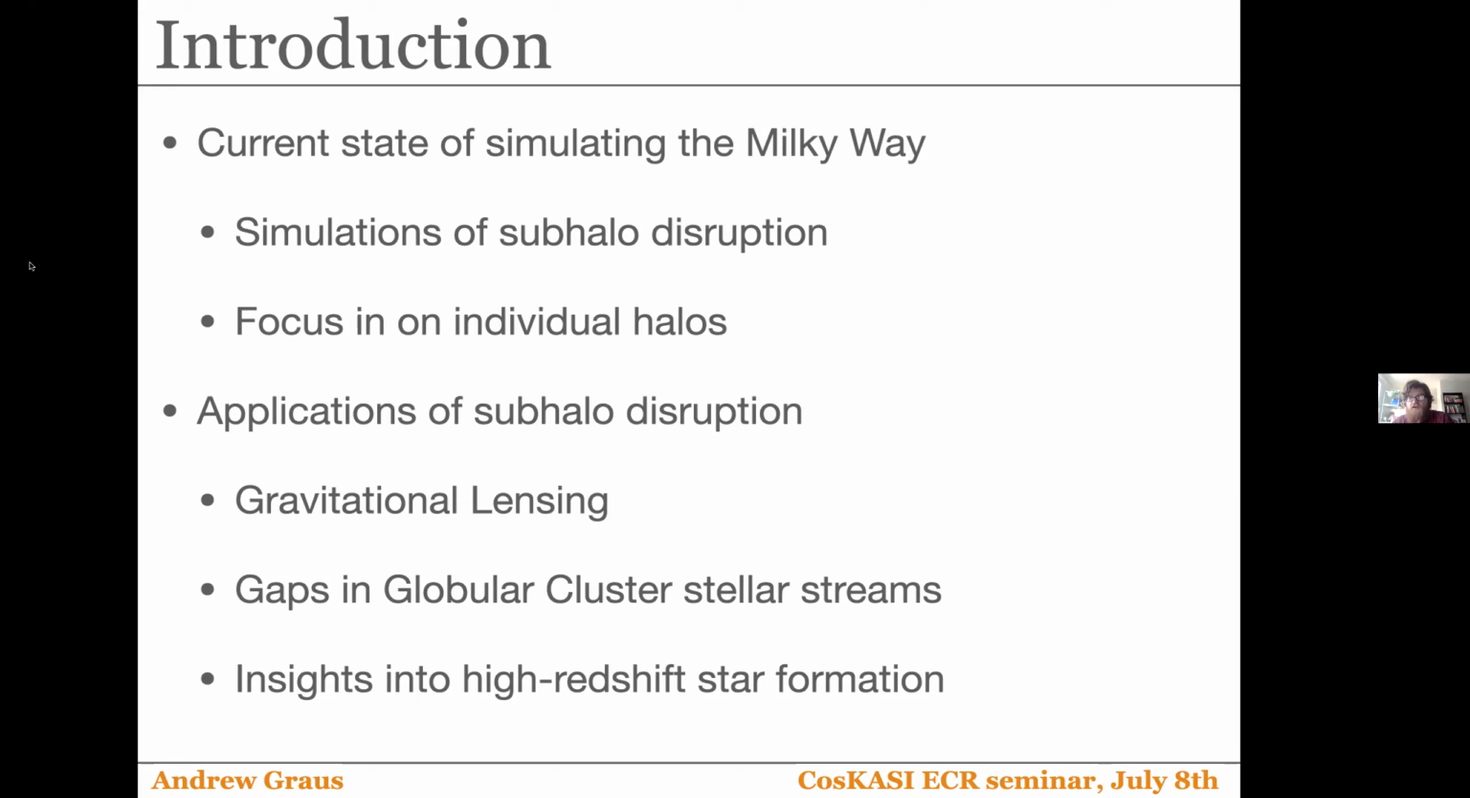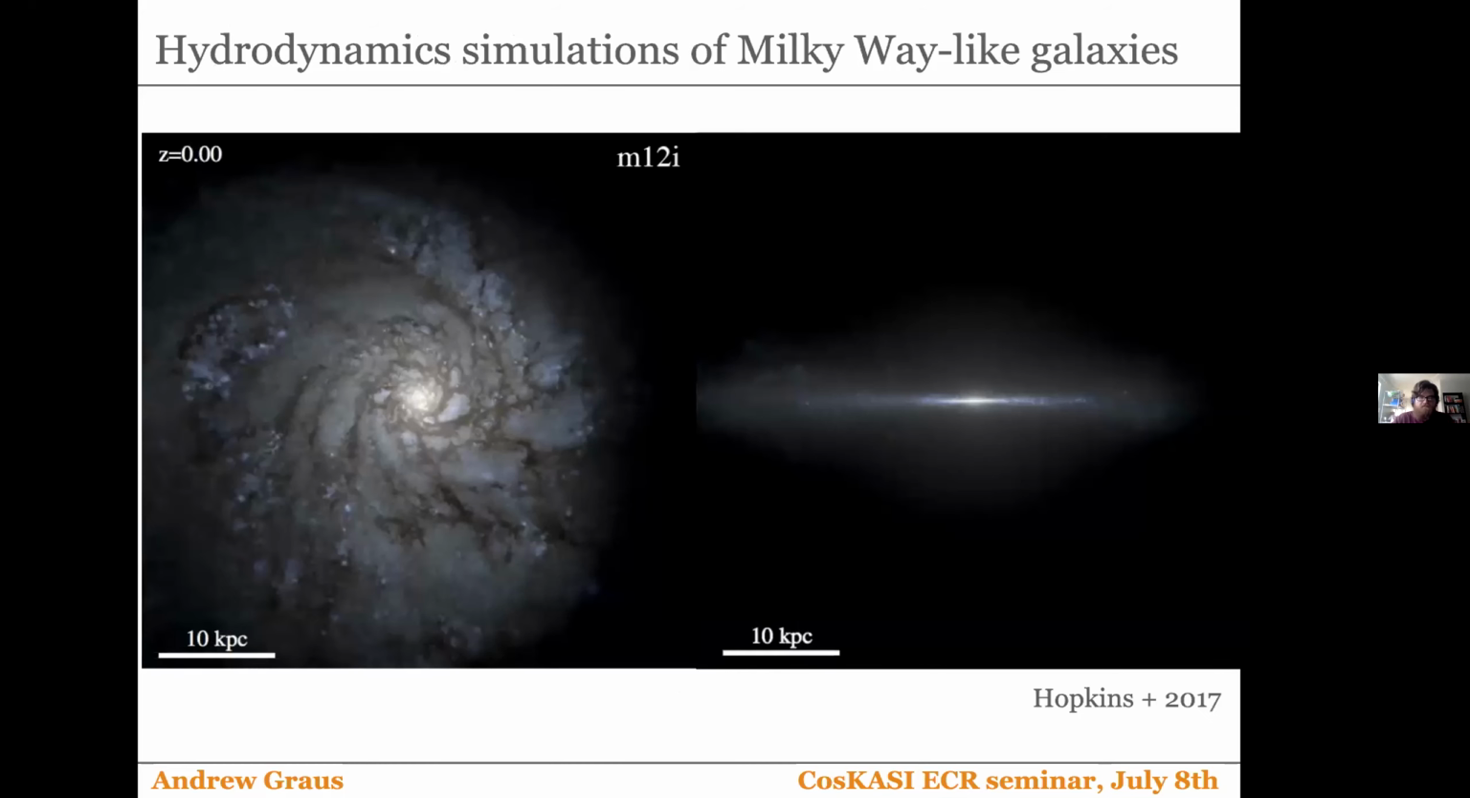One is gravitational lensing studies. Another is looking at gaps in globular cluster stellar streams. And then finally, I'll talk a little bit about insights we can gain into high redshift star formation using things that we learn from subhalo disruption.